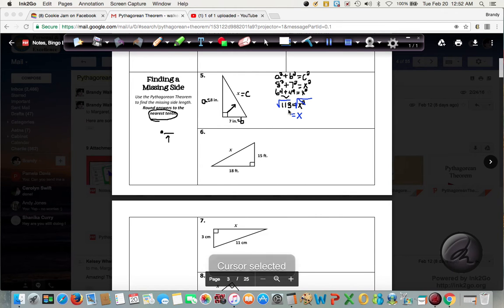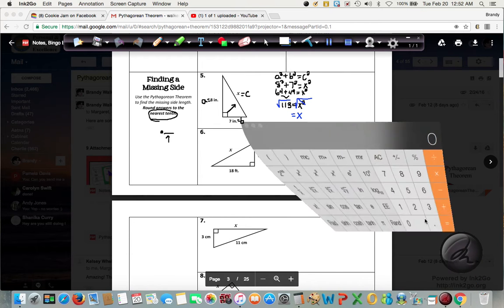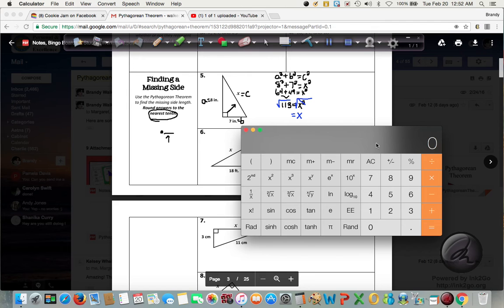Now 113 is not a perfect square, right? There are not two numbers that multiply to get exactly that. So our answer is going to be an irrational number. So we'd have 113, and we do the square root, and see we get this big long decimal. It never ends, it doesn't repeat, it's irrational.